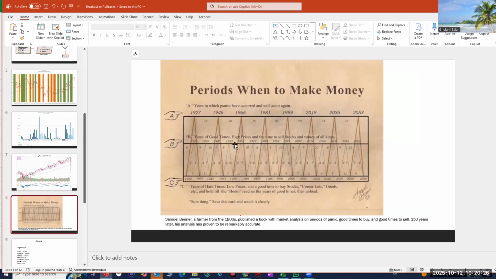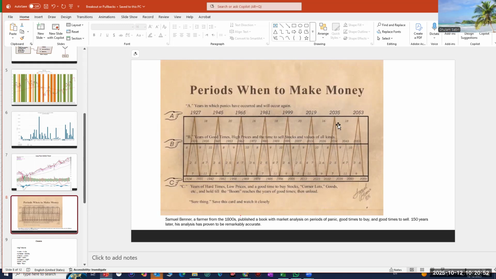But it tells us that, okay, these are the periods from, let's say, 2019 and this 2018. These are the periods of high prices and time to sell stocks and value of all kinds, according to his strategy. But it is remarkably very close to whatever actually happened. Right now, we are in this period, but it's saying again that 2033 and 35, that period is going to be another bearish cycle.